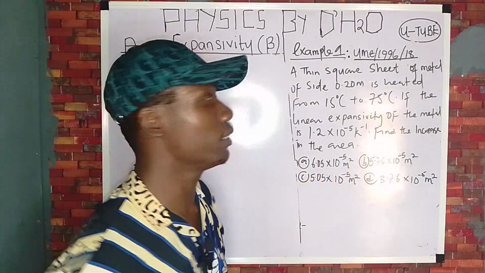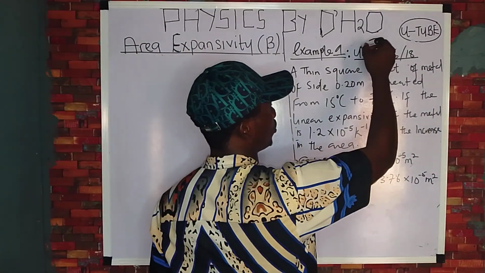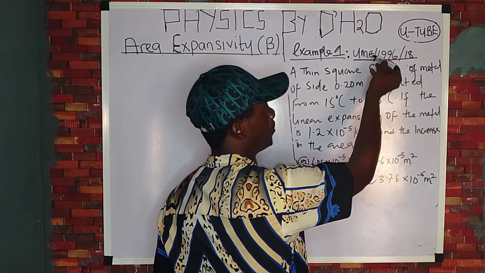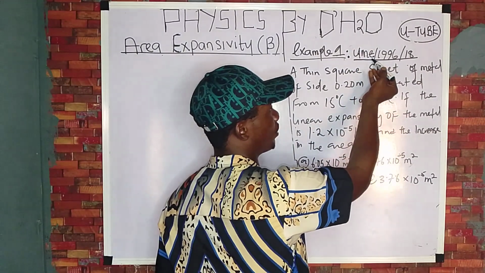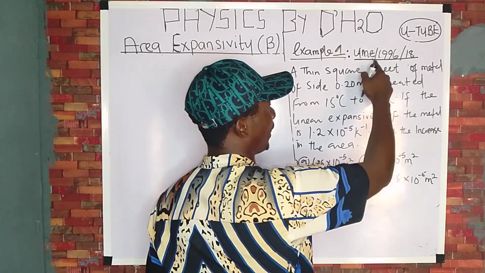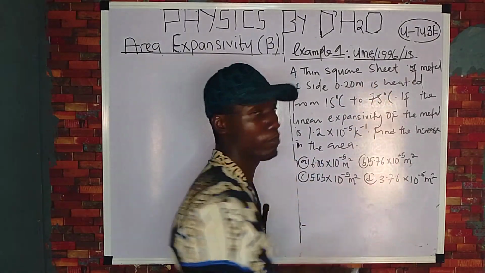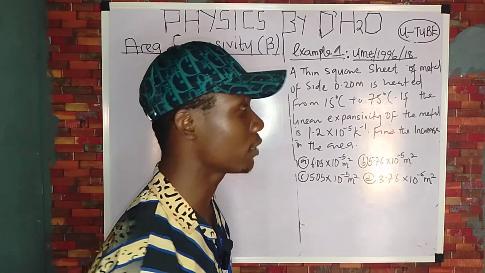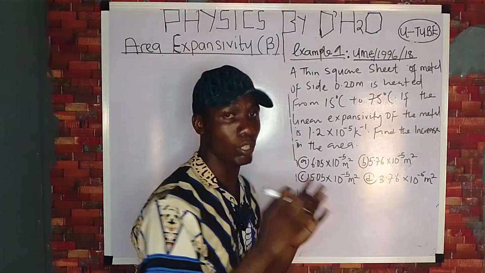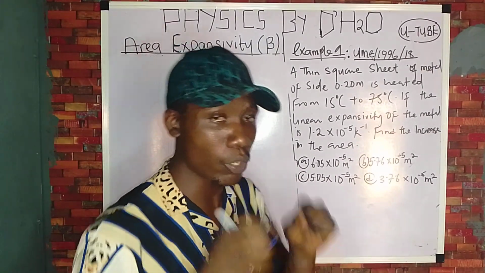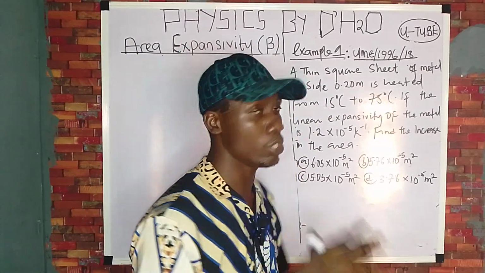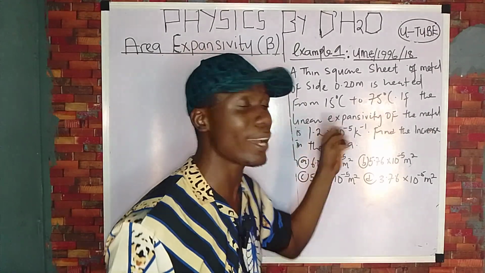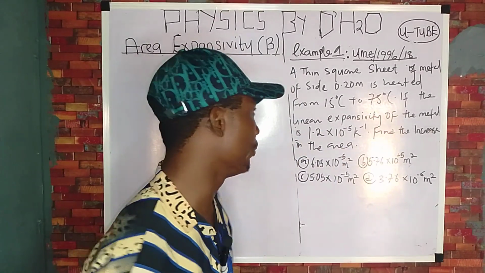The question came out from JAMB, which is UME, University Matriculation Examination, 1996, question number 18. It means that if you study your expansivity very well, you are going to see the questions in your exam. So it is important. That is why this video is important for you.